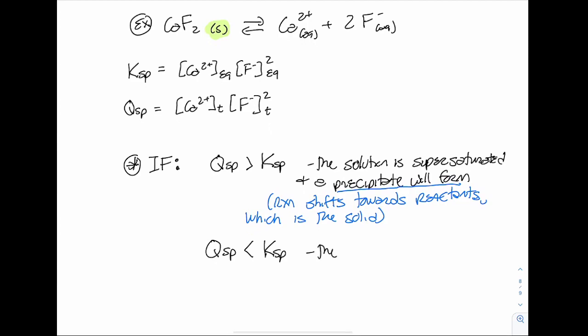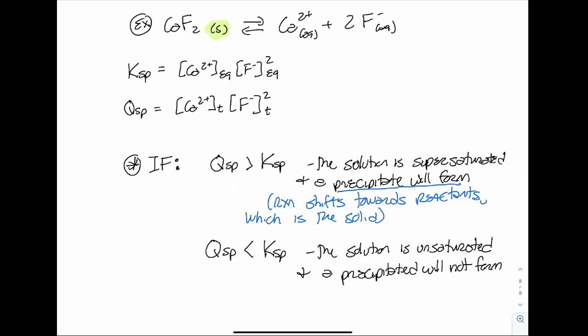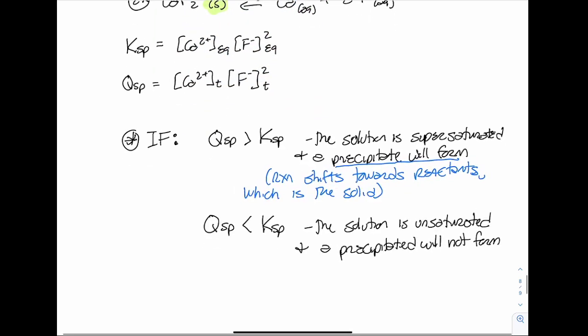So the solution is unsaturated and a precipitate will not form. Our reaction shifts towards products.